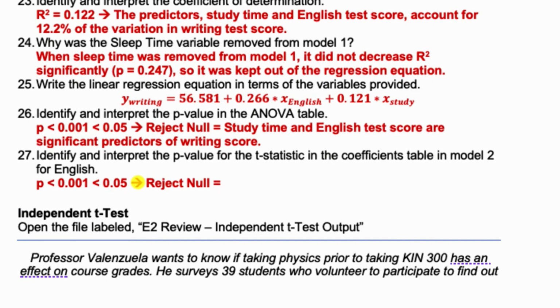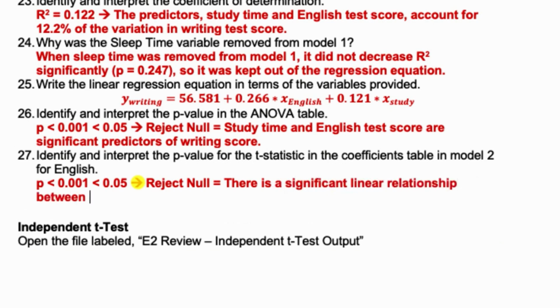So we could say, as an interpretation, for this p-value, there is a significant linear relationship between English test score and writing score. All right, and that is our example for our multiple regression.